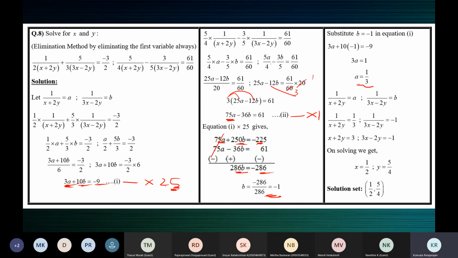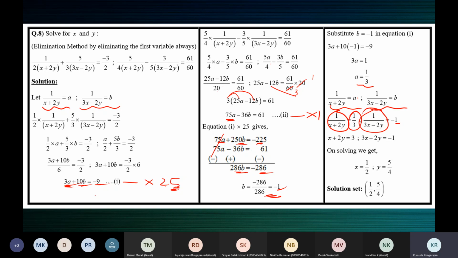Now we found a and b. We have to find x and y. So take up these two assumptions, that's what you see here. So 1 by x plus 2y is equal to a, a means 1 by 3. And 1 by 3x minus 2y is equal to b, that means b is minus 1.